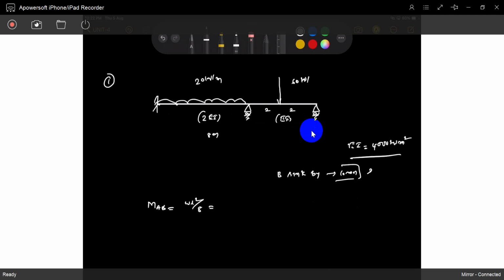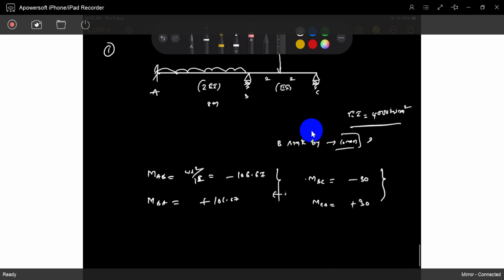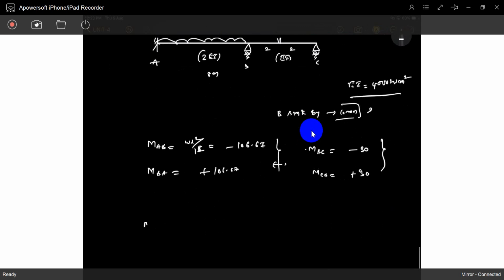So wL squared by 12, what is that? MAB is minus 106.67, MBA is plus 106.67. MBC is exactly half PL by 8, 4 times 64 by 8, so it's 30. MBC is minus 30, MCB is plus 30. These are the fixed end moments. Okay, so how can you write this?